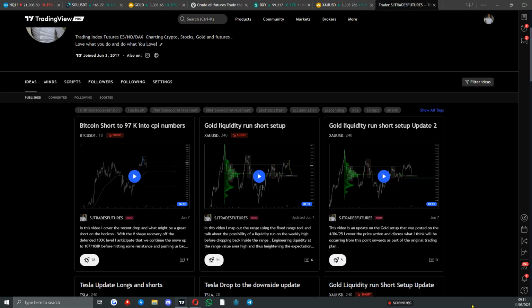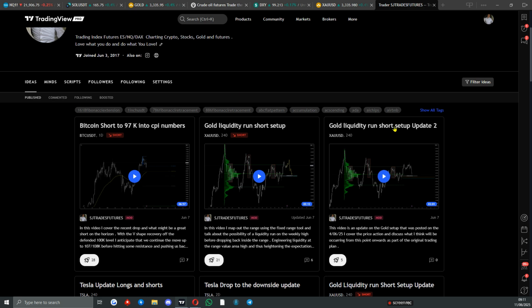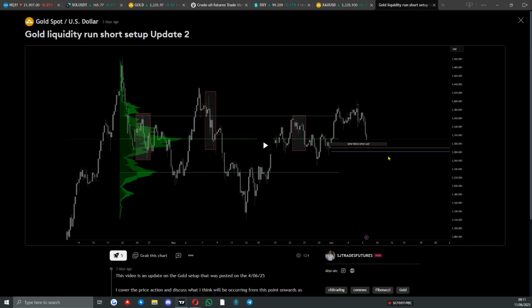I'm just going to quickly recap the previous setup we had on gold, which was last week, where we anticipated the Monday high to be taken out, and then to get this move down into $3,300, down to the new week opening gap, down to those pivots. And essentially, that's exactly how it played out. So this played out really, really nicely.